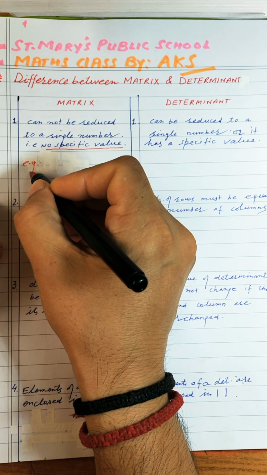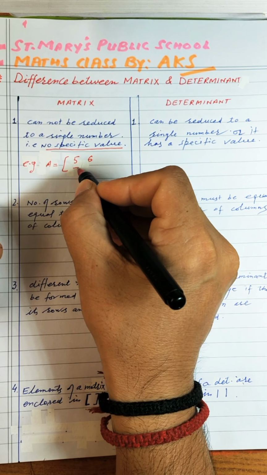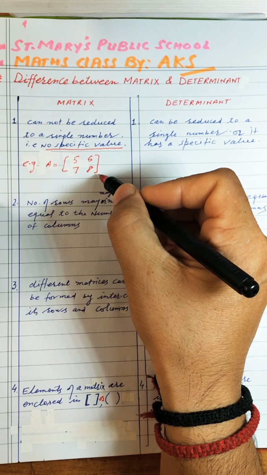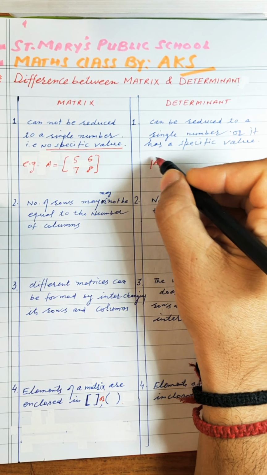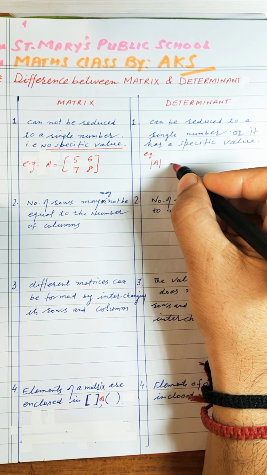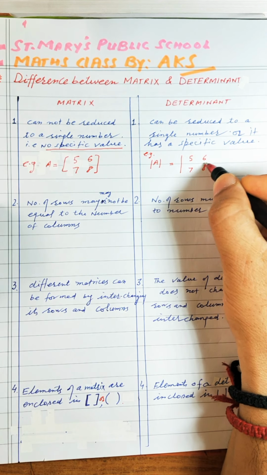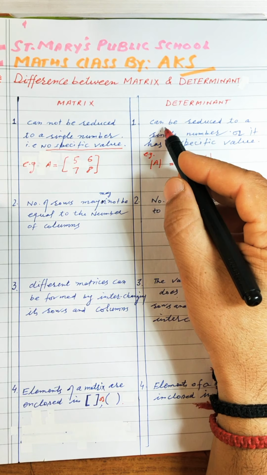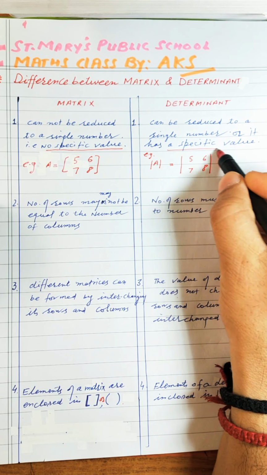For example, A is equal to [5, 6; 7, 8]. We can't solve it further, write it as it is. But in case of a determinant, A determinant is equal to |5 7; 6 8|. We can simplify it, we can find the value of this. A determinant can be reduced to a single number, or it has a specific value.